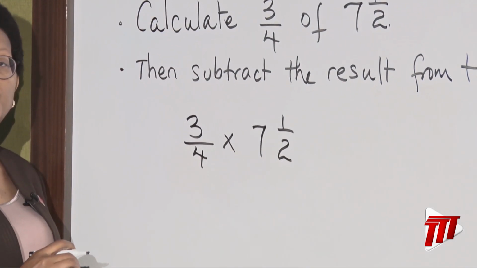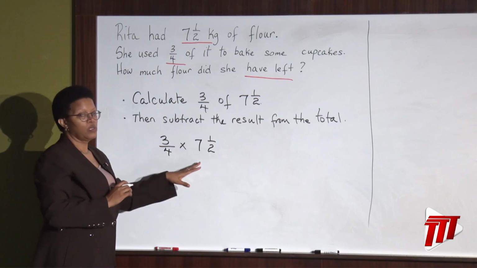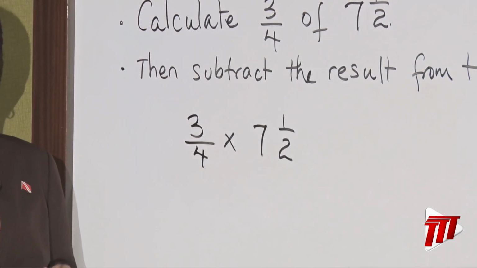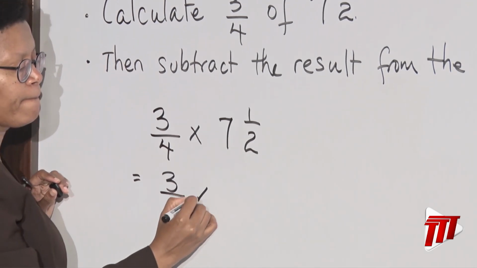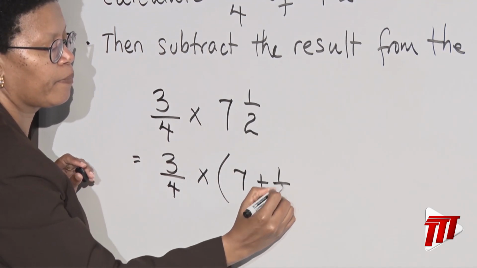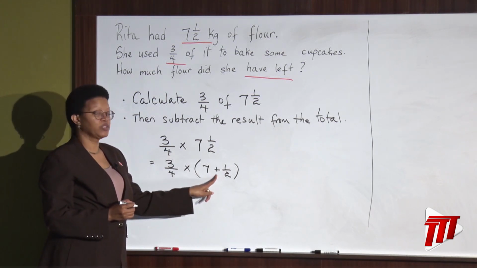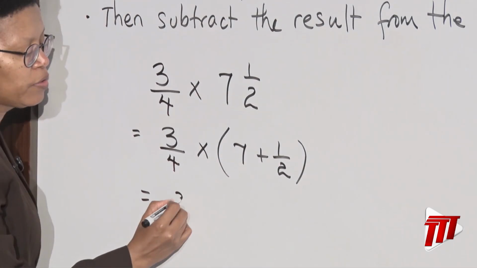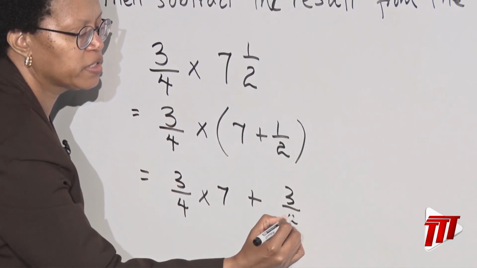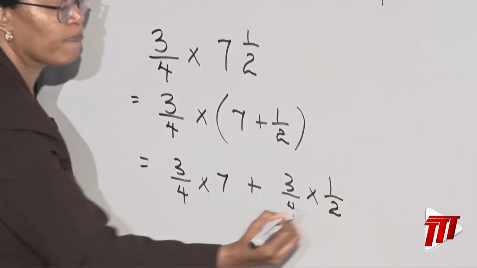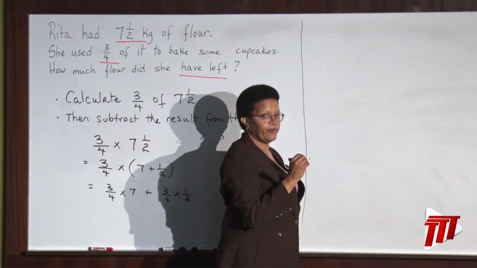We are going to be using the distributive property to solve the problem. So 7.5 can be written as 7 wholes and 1/2. The operation of multiplication distributes across addition. We want 3/4 multiplied by 7 and 3/4 multiplied by 1/2. Let's continue. Let's use a visual, a diagram, to assist.